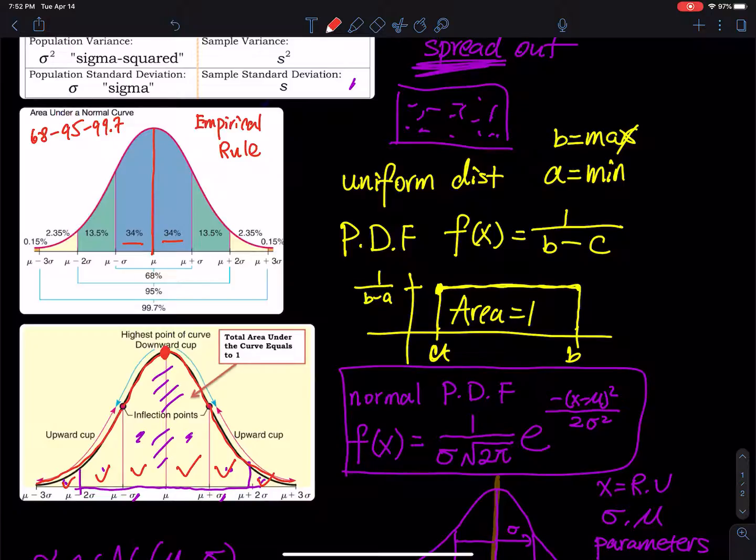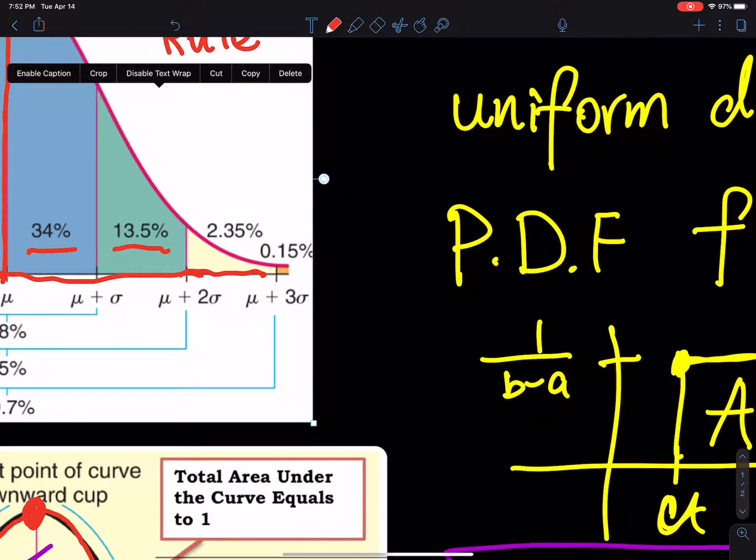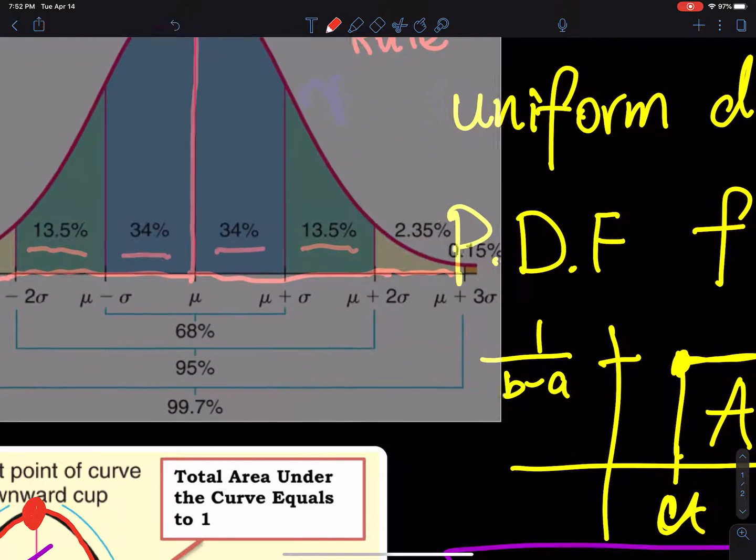So if you take another step, 2 steps to the left and 2 steps to the right, that captures 95. 34 plus 34 plus 13.5 plus 13.5. The total is 95. If you take one more step, 3 sigmas to the left and 3 sigmas to the right, you have to include the yellow pieces too. So you add a 2.35, you add another 2.35. So now you have 99.7. So 99.7, we still have 0.3% left, right? And then half of the 0.3% is on the right end, and the other half is on the left end.